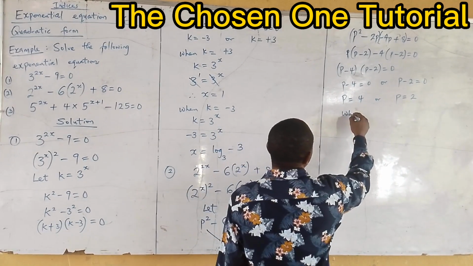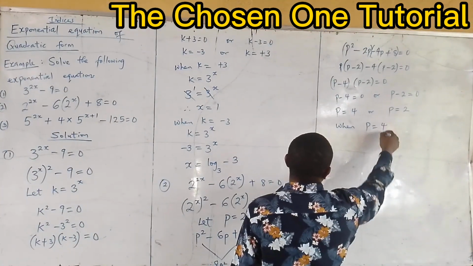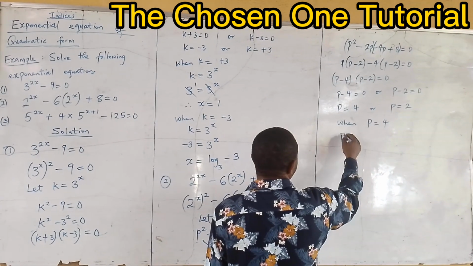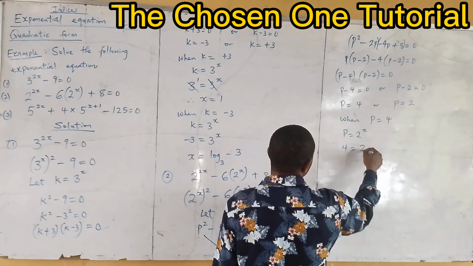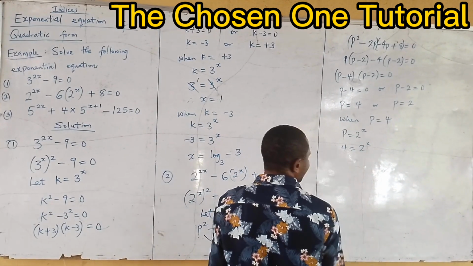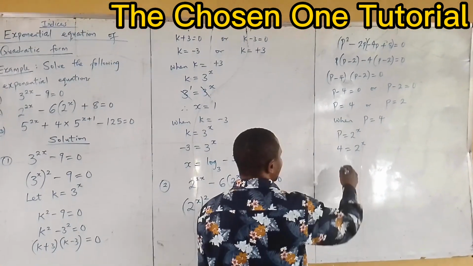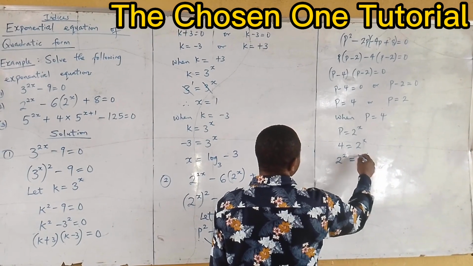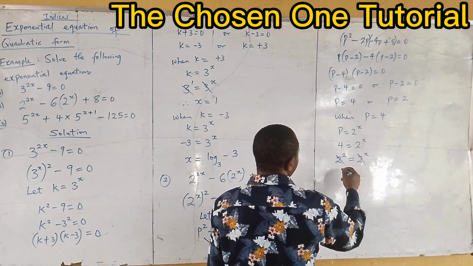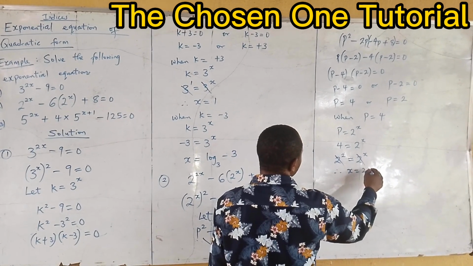When p = 4, don't forget that p = 2^s. That means we are going to have 4 = 2^s. And when we express 4 in terms of indices, we are going to have 2^2 = 2^s. We eliminate the bases, therefore s = 2.